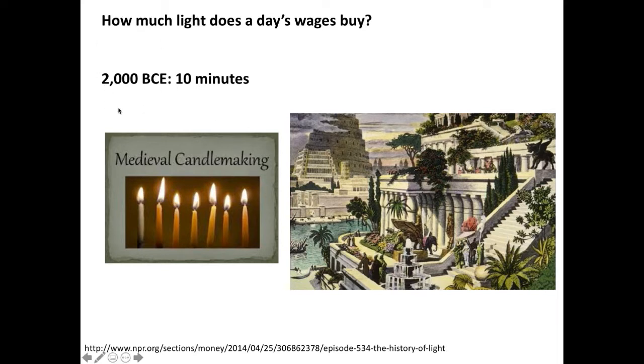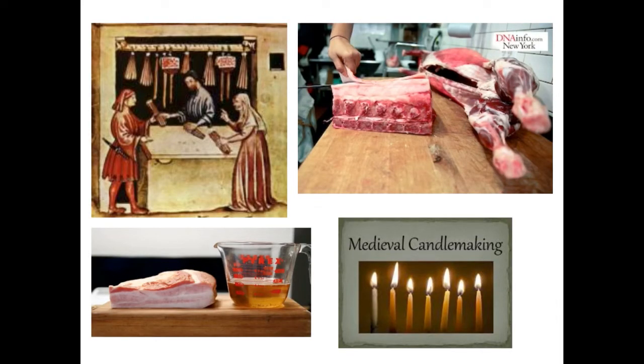And the time frame here, 2000 BCE, economists estimate that the average person working a blue-collar job all day, if you took your wages, you'd be able to buy enough light in the form of candles that you could have 10 minutes of light when you got home and the sun went down. And that was it. After 10 minutes, the candles would be extinguished and you'd have to work another day to earn a day's worth of wages to buy 10 minutes of light.